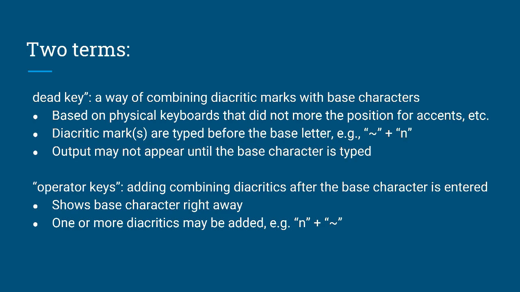In that article by SIL that I mentioned earlier, Martin Hoskin also defines what's called operator keys. And operator keys is kind of the inverse of the dead key model. It's the idea that you add a combining diacritic after the base character is entered. Now you can see that if that were used on a physical keyboard, one would have to type an A and then backspace and then type the accent on it. But on an input method or a computer keyboard, it's easy to say that the accent key following an A will know how to put that accent over the A as a combining mark.